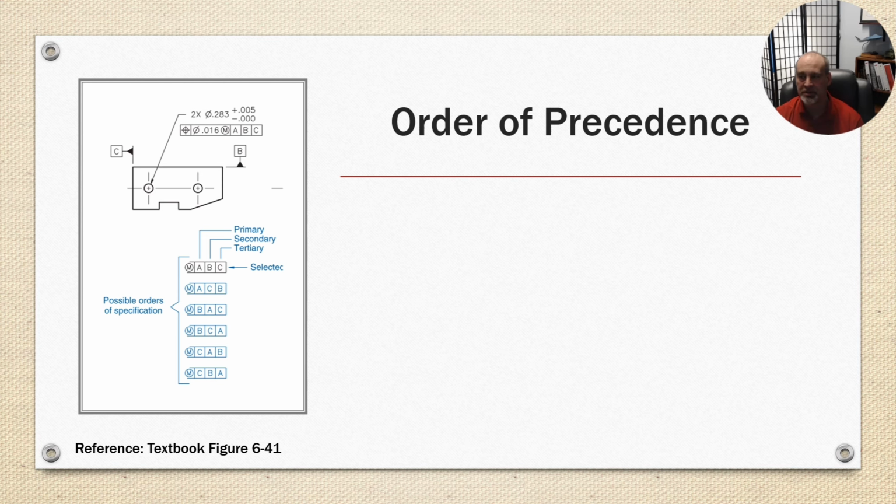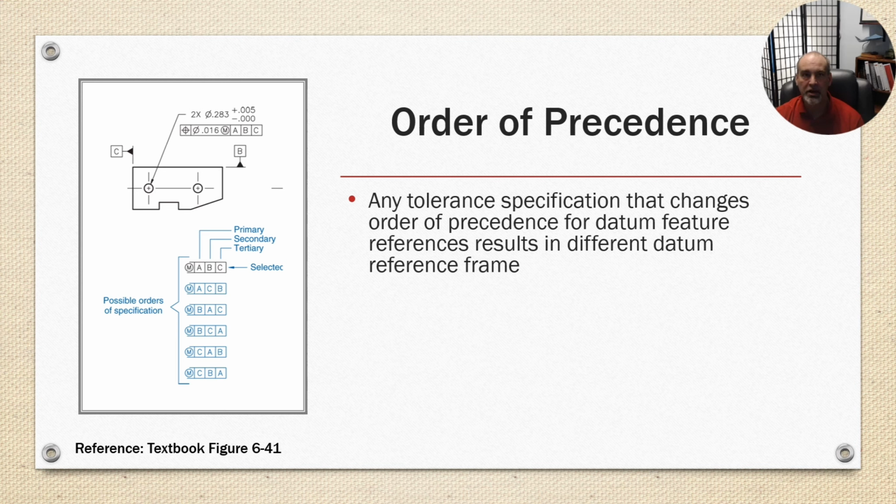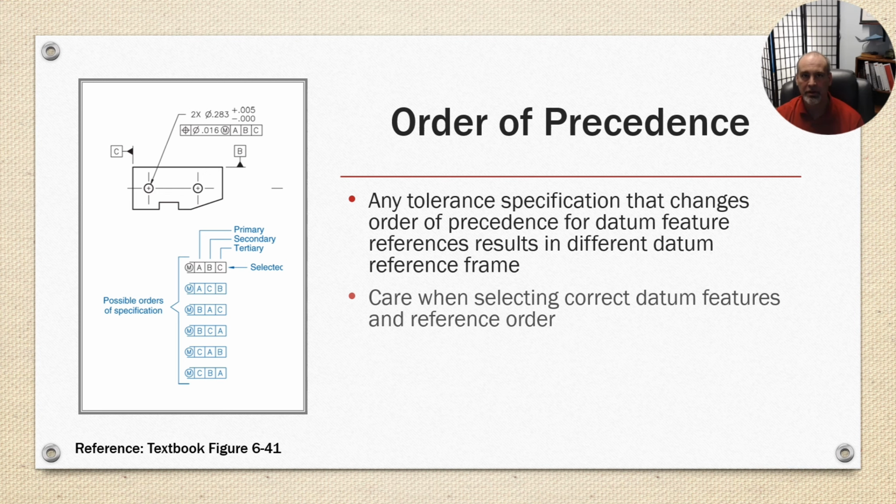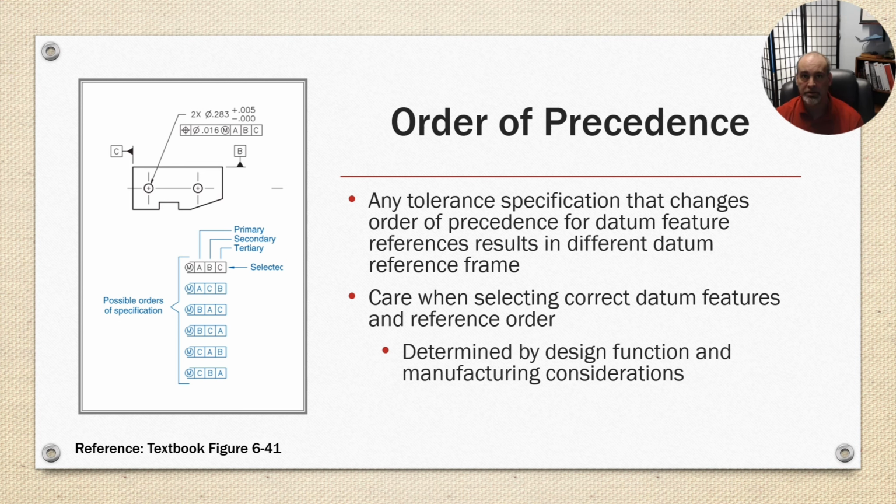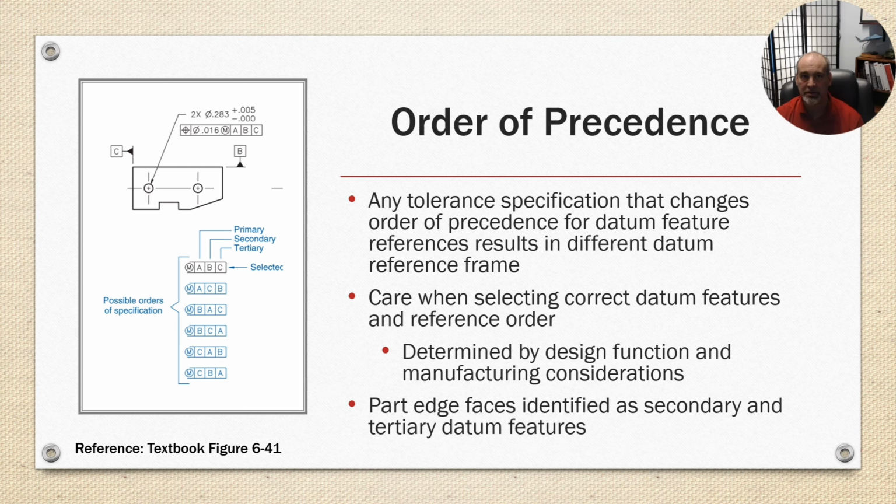Okay, order of precedence. We touched on this in the last unit, but any tolerance specification that changes order of precedence for the datum feature references results in a different datum reference frame. So take care when selecting the correct datum features and the reference order, determined by design function and manufacturing considerations. The part edge faces identified as secondary and tertiary datums.